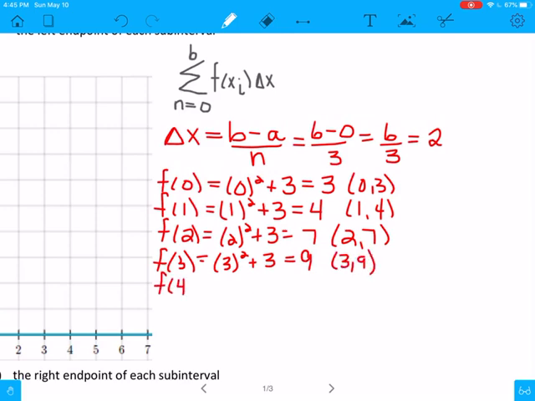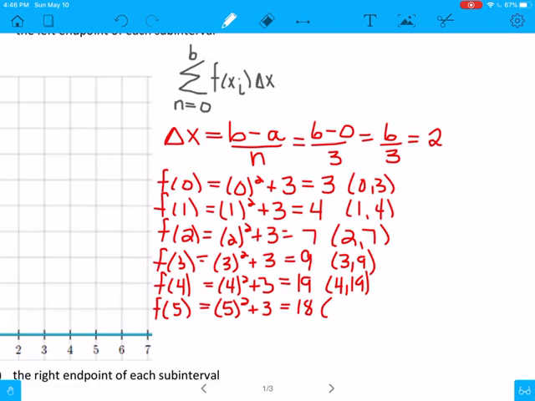f of 4 equals 4 squared plus 3, which is 16 plus 3, so 19. So I have a coordinate at 4 and 19. f of 5 equals 5 squared plus 3, which is 15 plus 3, which is 18. So 5 and 18. Nope, something's wrong. 25 plus 3 is 28. Oh my goodness, guys. So 5 squared is 25 plus 3 is 28. So 5 and 28. And then we get f of 6, which is 6 squared plus 3, which is 36 plus 3, which is 39. So my last coordinate is at 6 and 39.